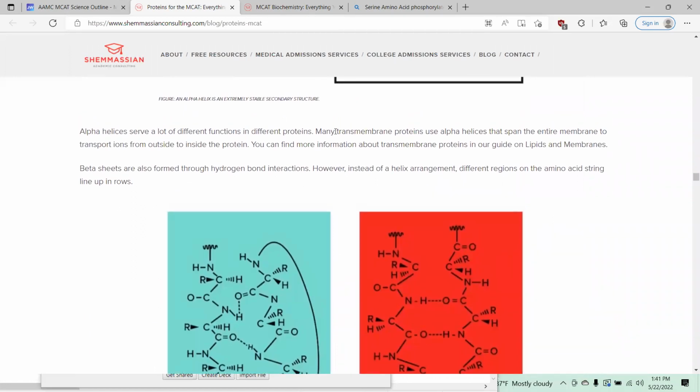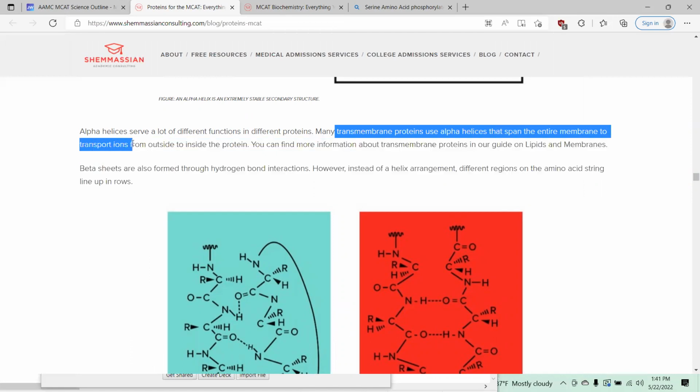Yeah, this is another great point of structure and function, right? Many transmembrane proteins use alpha helices that span the entire membrane to transport ions from outside to inside the protein. So this is basically just a hint at when we study cell structure more in depth, but basically you would find alpha helices in transmembrane proteins. That's where they tend to show up.